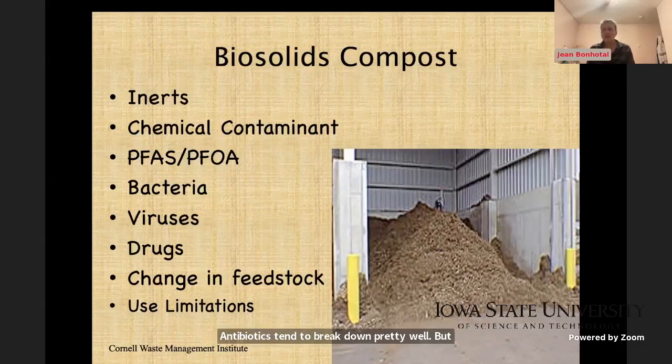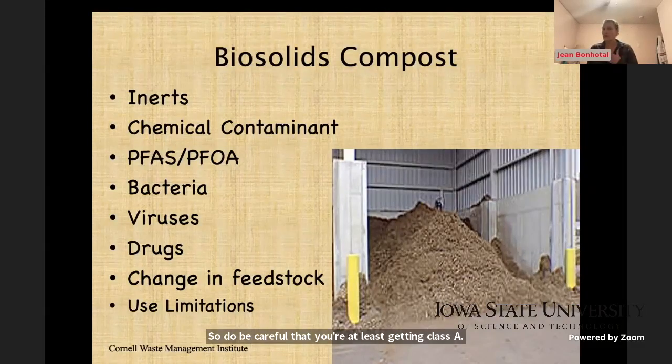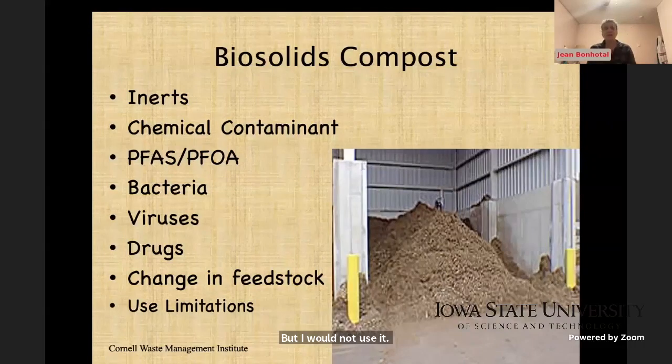But it's a continuous feedstock. It does change through the year. It's everything that gets flushed down the toilet and goes down our sinks and all. And there are use limitations for it. There's Class A and Class B biosolids. So do be careful that you're at least getting Class A, but I would not use it. I'm just from a science end of things, I wouldn't use it on my food.